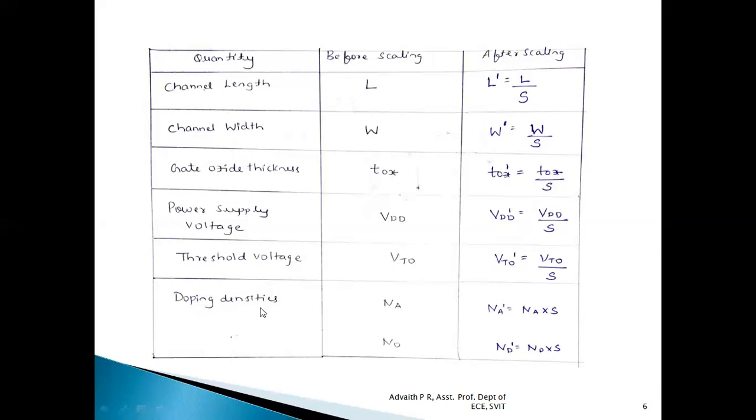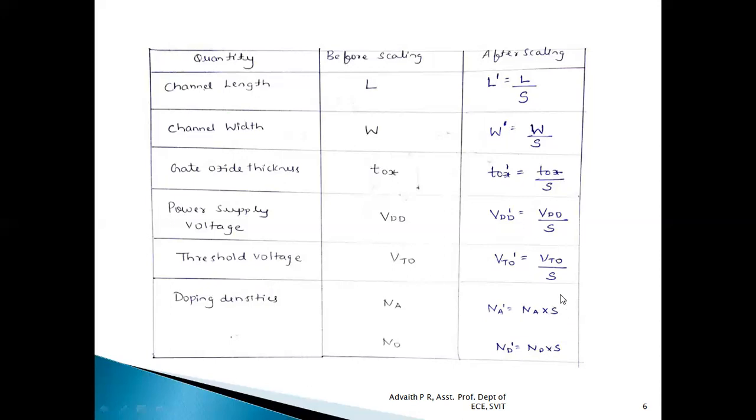Doping densities with respect to the substrate and the drain as well as source will be affected in this way. Before scaling, we represent them as Na and Nd, whereas after scaling, Na dash is equal to Na multiplied by S, and Nd dash is equal to Nd multiplied by S, where S is nothing but the scaling factor.